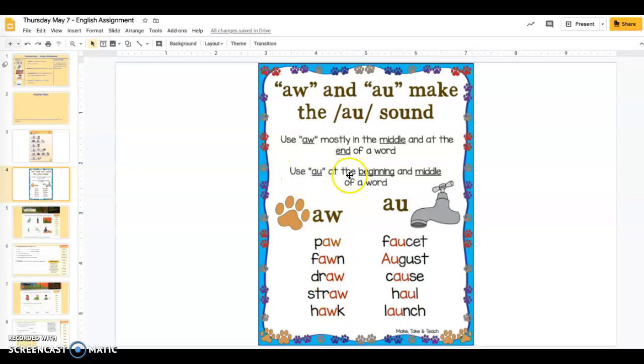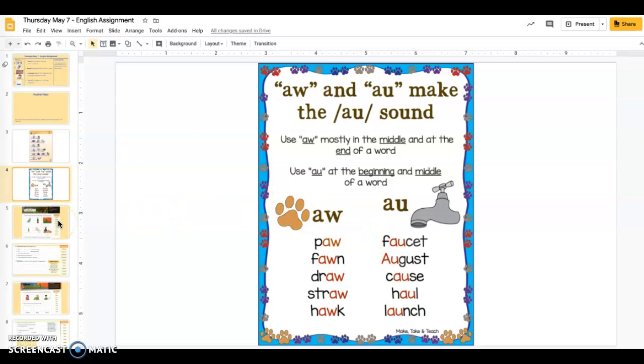Use AU at the beginning and the middle of a word. Let's look at the AU words. Faucet, August, cause, haul, and launch. You can see this spelling pattern is always at the beginning or in the middle of a word.